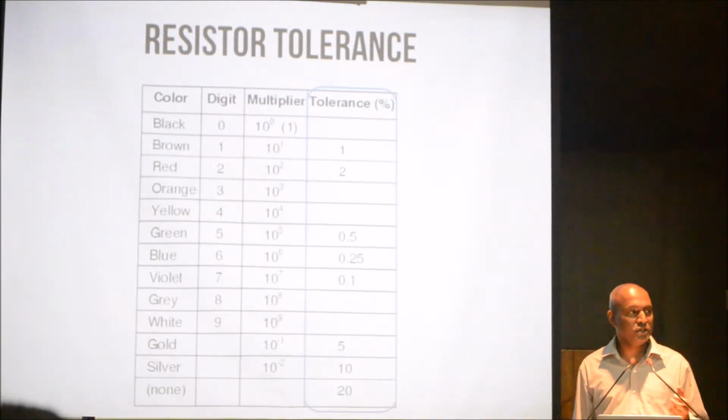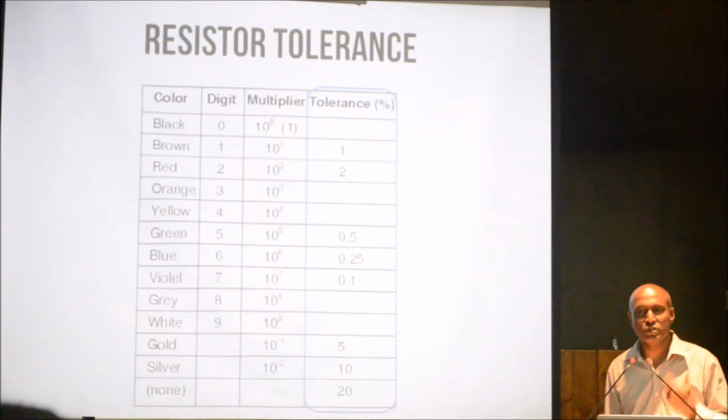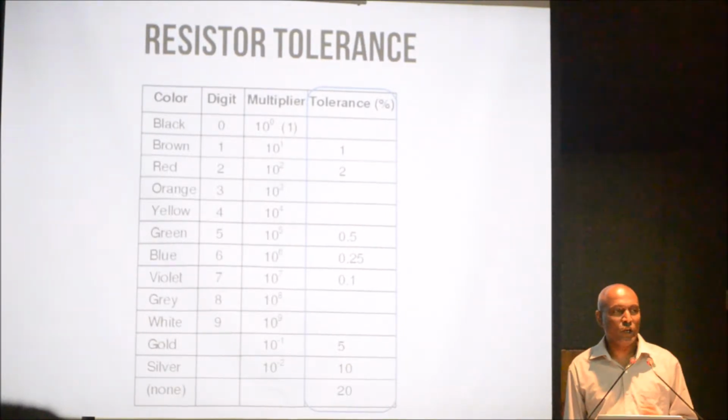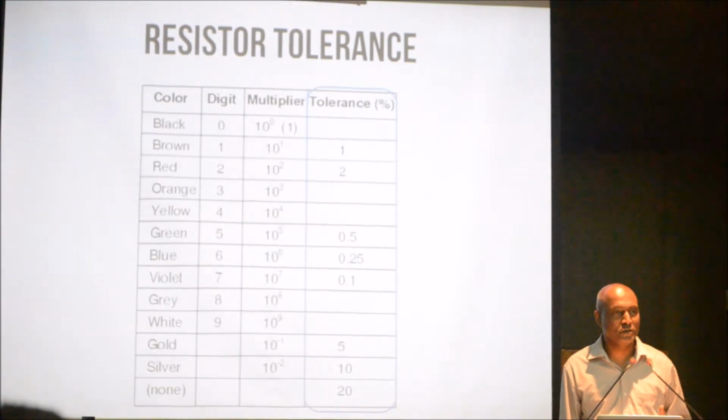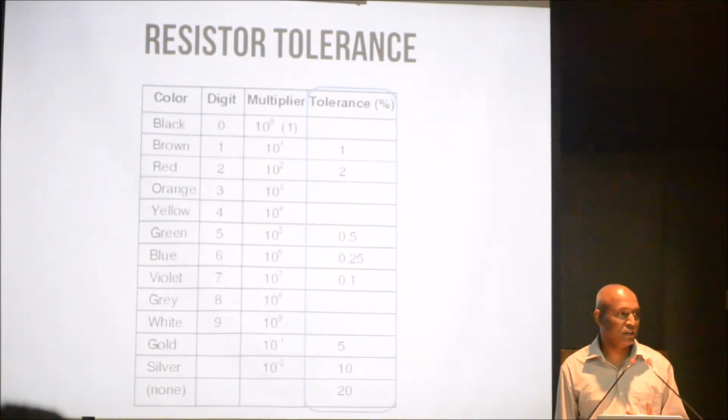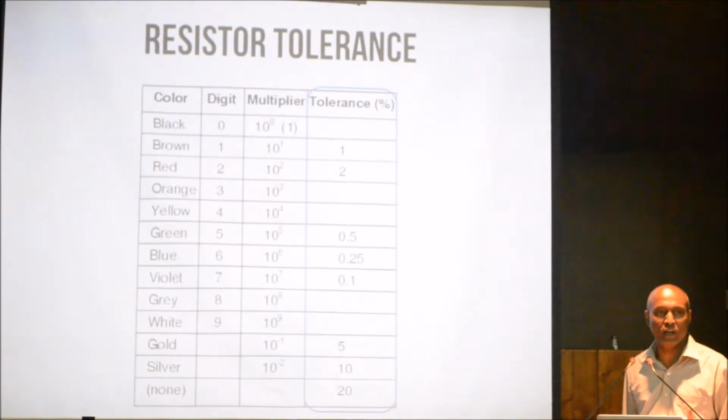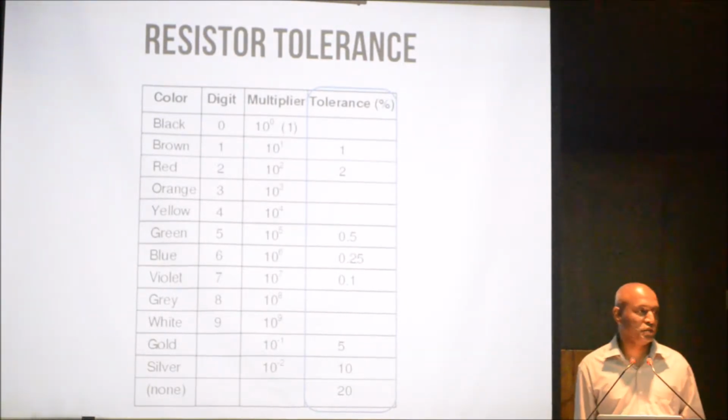So 20% tolerance means if you take a 1000 ohm resistor, when you manufacture it, it would sometimes be 800 ohms or maybe 1200 ohms, because 20% tolerance is there. If you take 0.1%, the variation is very small, but it would be expensive.